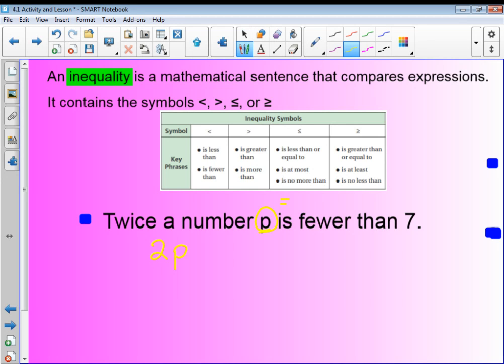Normally we would say "is equal to 7," but it's not, because we're saying it's fewer than 7, so smaller than 7. Smaller than means 7 is the bigger number, so it's getting eaten. So that's what our inequality should look like: 2P is less than 7. And I'm noticing I do have "fewer than" right there, and it is the same symbol that I used.